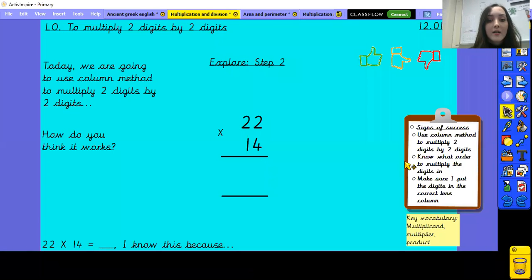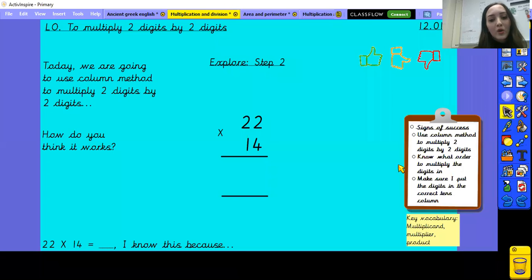Okay, so we're now going to start step 2 of the explore phase. So we're used to using column methods to multiply 2-digit numbers, 3-digit numbers, and 4-digit numbers by 1-digit numbers. So today we're going to multiply 2-digit numbers by 2-digit numbers, which could be a bit more complicated. So you need to listen to this part of the explore phase. So I want you to pause the video and just think about how you're going to work this out, what multiplications you're going to do and where you're going to start. So I just want you to pause the video and have a little think about how you might do this.